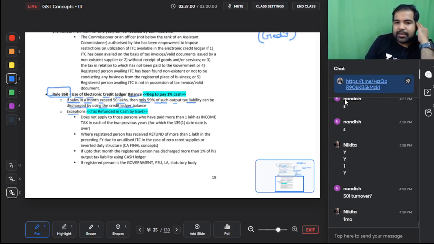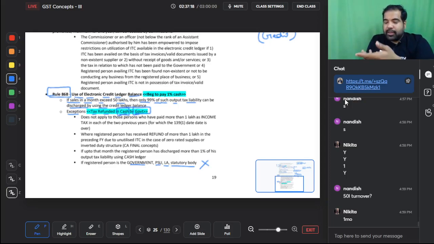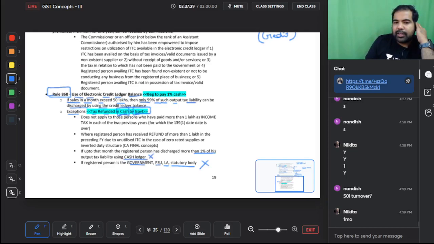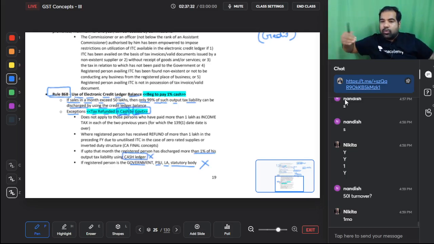However, there are exceptions, guys. There are 1, 2, 3 and 4 exceptions. One, this rule does not apply to government. So if the government has to pay, or a public sector undertaking, local authority or statutory body, then this rule does not apply. If till this month, we are in the month of February and the year started in April, from April to February, anyways you paid every month cash more than 1%, then this rule does not apply to you.